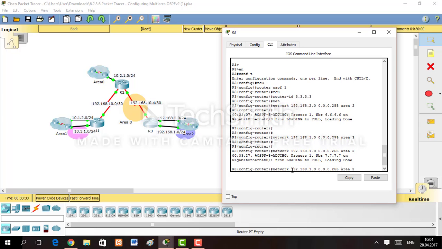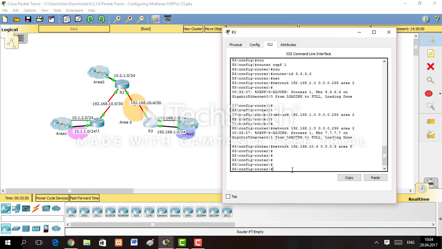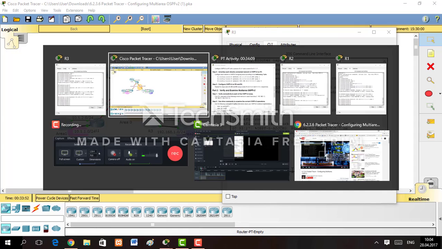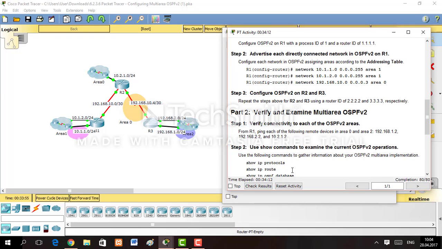Okay. Here we have 10.4.0.0 and wildcard mask 0.0.0.3 with area of 0. Okay, let's have a look at this. Here we have completion 80 of 80. Okay, let's verify connectivity of each of the OSPF areas.